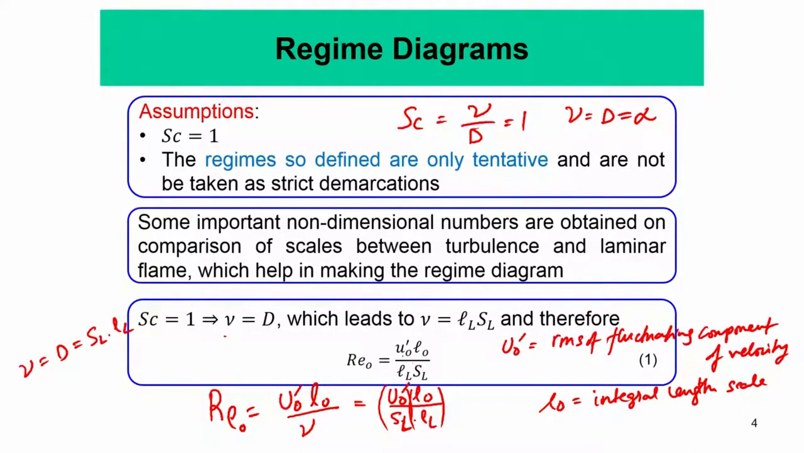You can clearly see here that the first term is the ratio of your u RMS to flame speed, and this is the ratio of L0 by LL. Okay. So clearly this tells you about how strong the turbulence is, as a Reynolds number should tell.